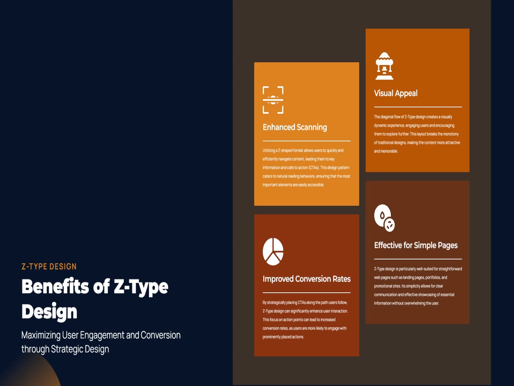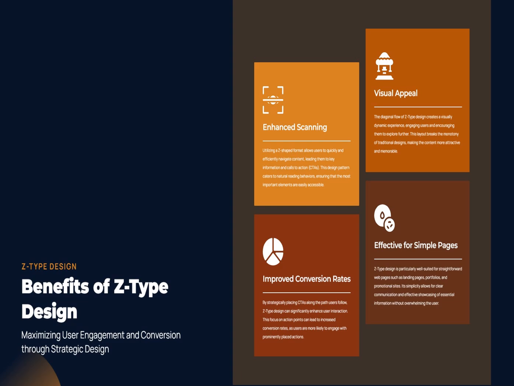Now we can go to the benefits of the Z-type design. Benefits of the Z-type design include prioritization of critical content areas, top left or right, increased focus on logical user flow, improved user comprehension of essential information in fewer interactions, and a higher likelihood of driving conversion through prominent placement of CTAs.